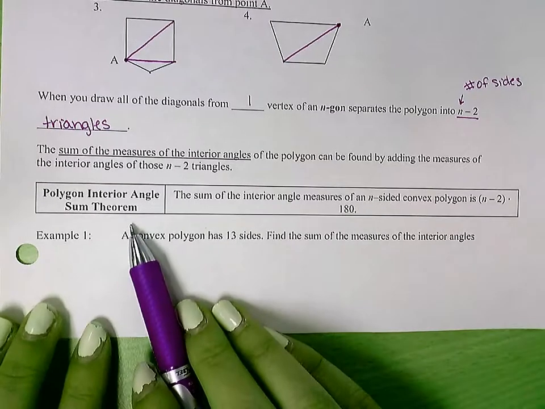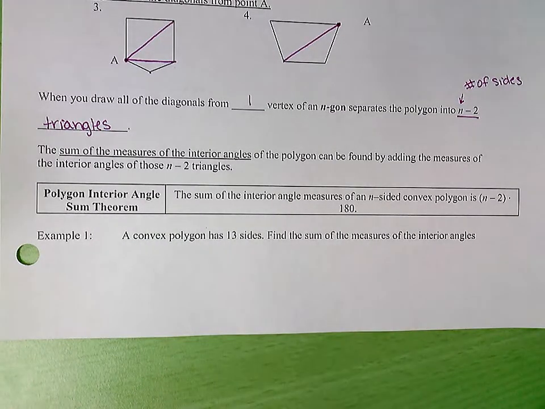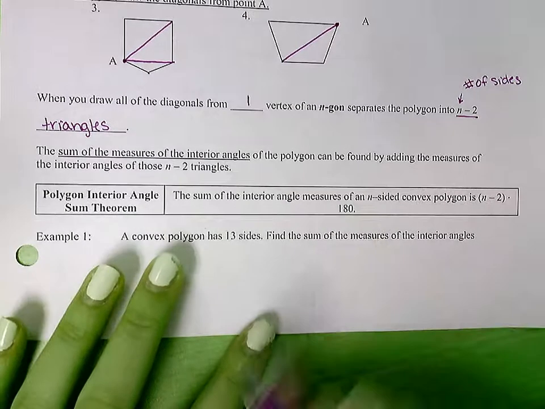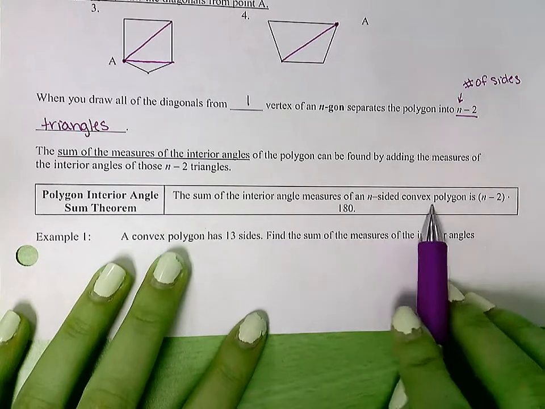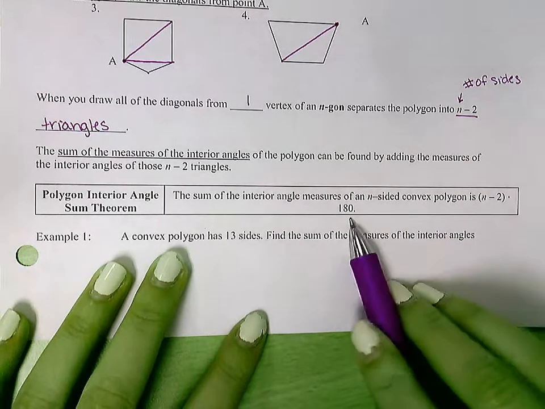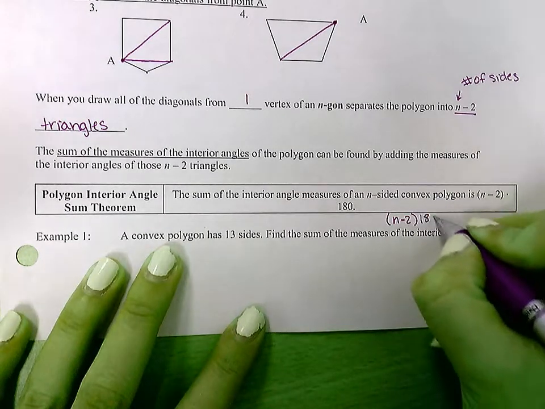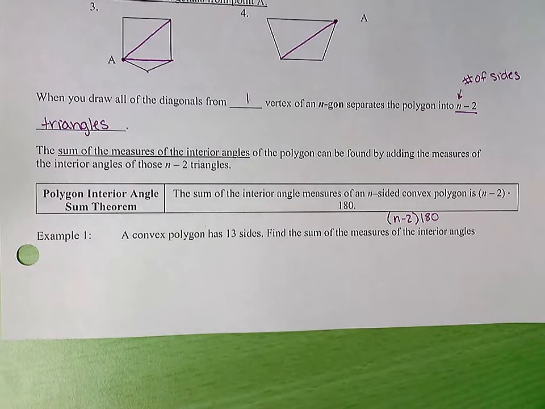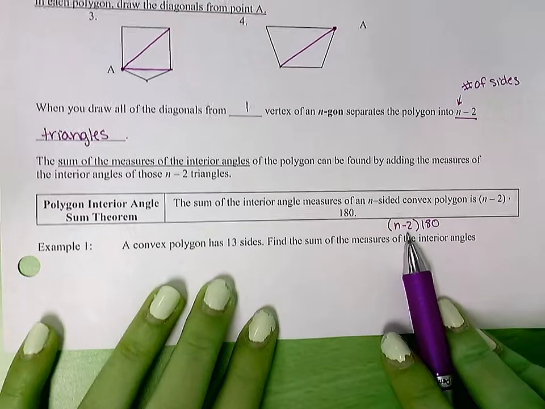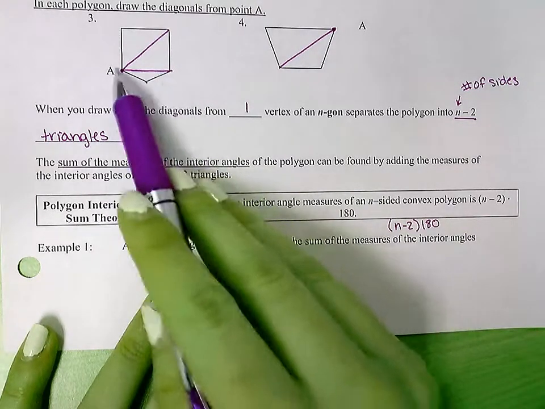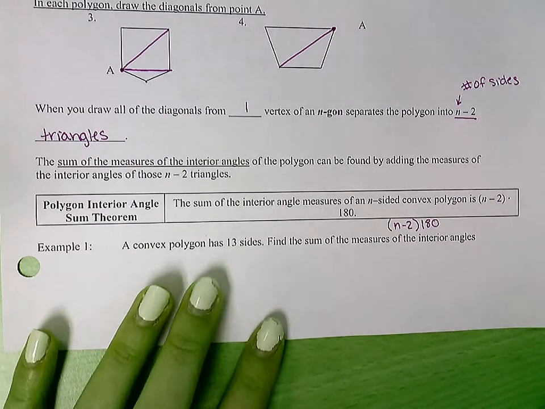So that leads us into this polygon interior angle sum theorem. The sum of the interior angle measures of an n-sided convex polygon is n minus 2 times 180. So this is your formula for the sum of your interior angles. We get this n minus 2 by how many triangles are drawn in, and this 180 by the sum of the angles within a triangle. Okay?